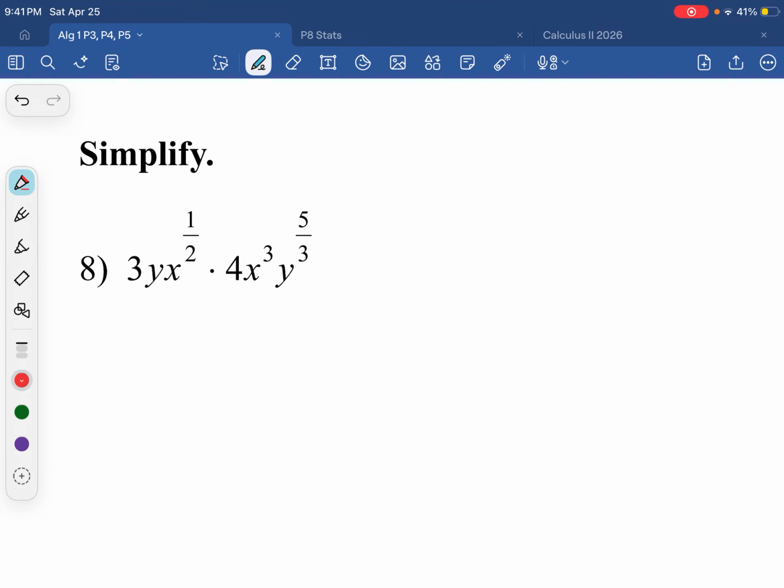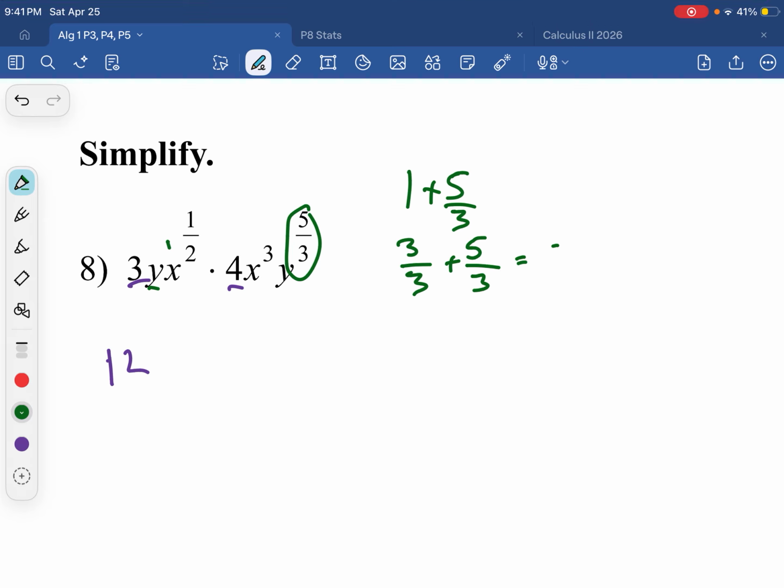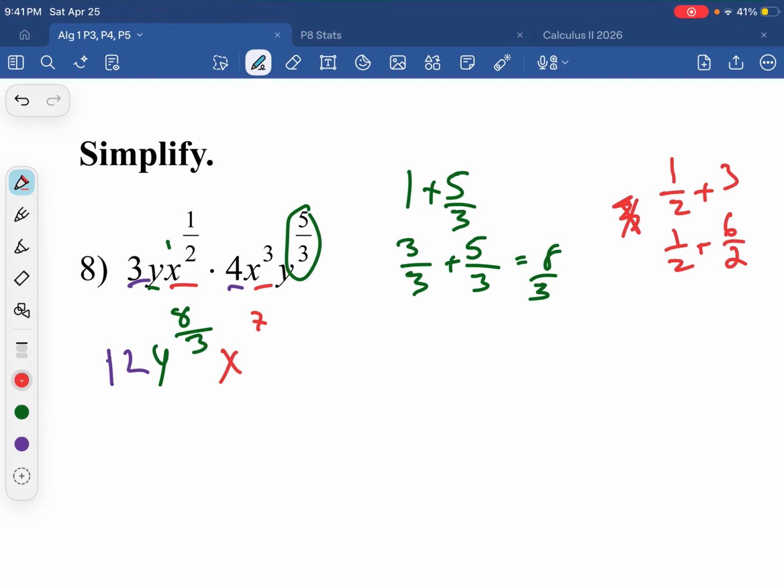All right, when we're multiplying, we add the exponents. So 3 times 4 is 12. If it's y to the 1st times y to the 5/3, 1 plus 5/3 is 3/3 plus 5/3 to get 8/3. So 12 y to the 8/3, and then x to the, or it's 1/2 plus 3, 1/2 plus 6/2, x to the 7/2.